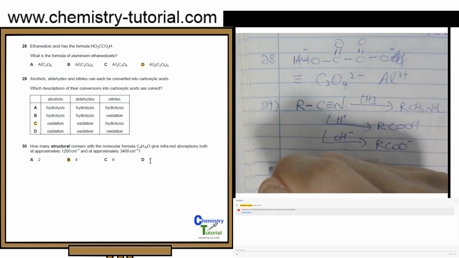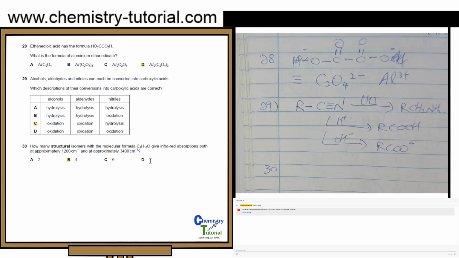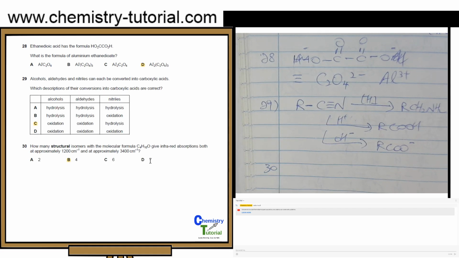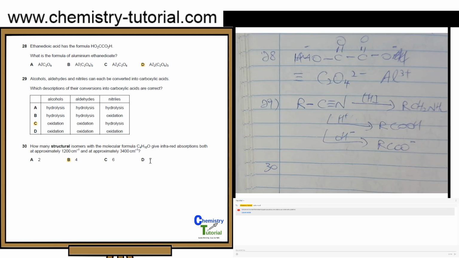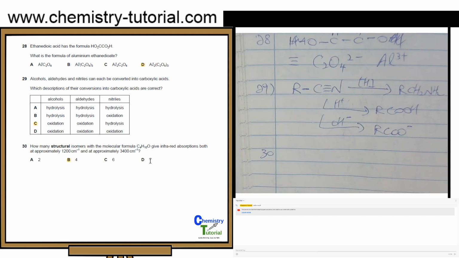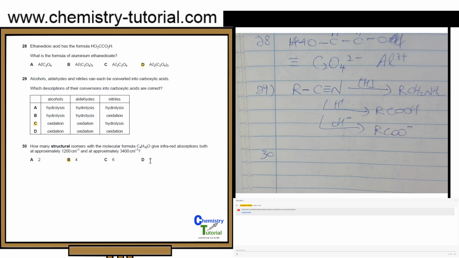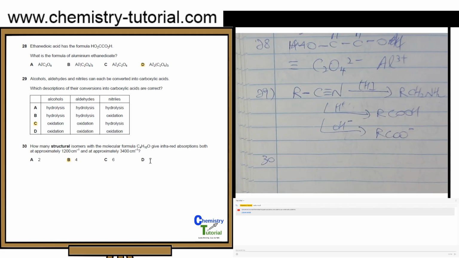Now for question 30, we need to know a little bit about IR, infrared spectroscopy. How many structural isomers with the molecular formula C4H10O give IR absorptions both at approximately 1002 per cm and approximately 3004 per cm? Now first you need to find the degree of unsaturation for C4H10O, which is 0. That means everything is all single bond. And because there's an oxygen atom and there's only one, the first thing that comes to your mind is that it's probably alcohol. But we need to verify whether it's indeed alcohol.